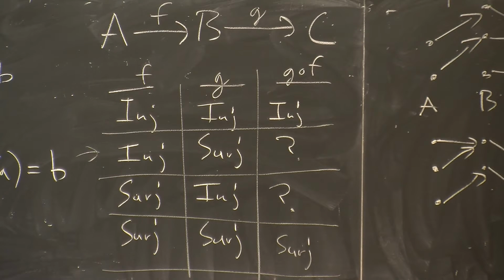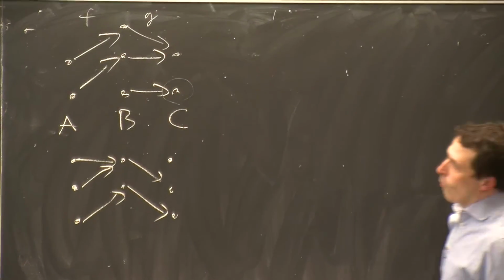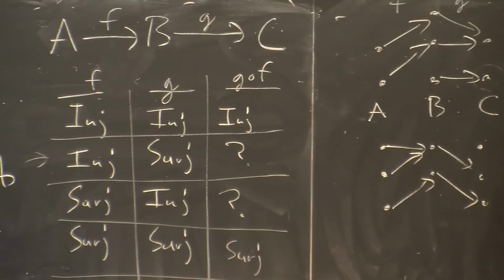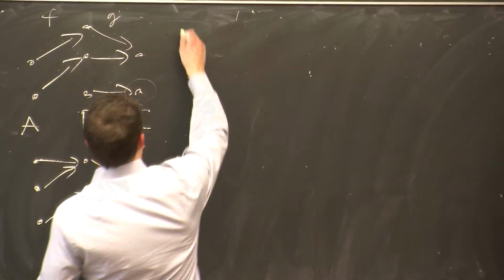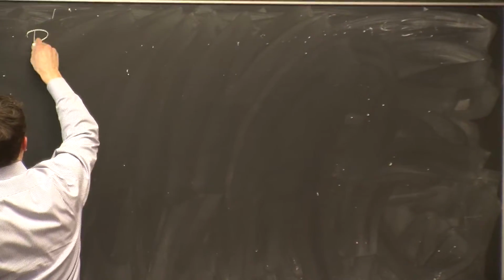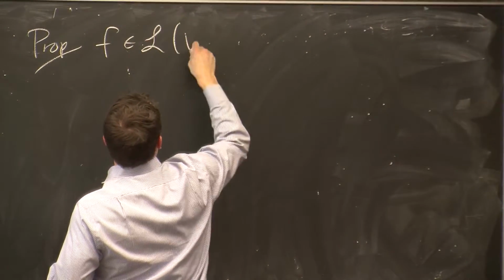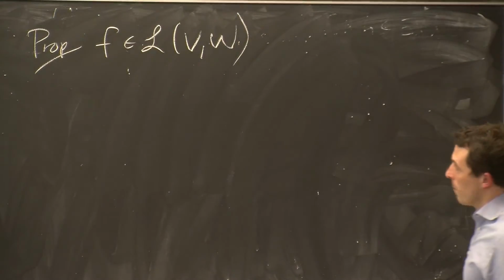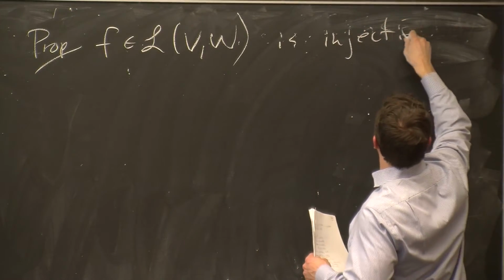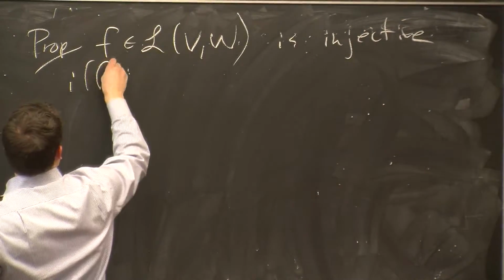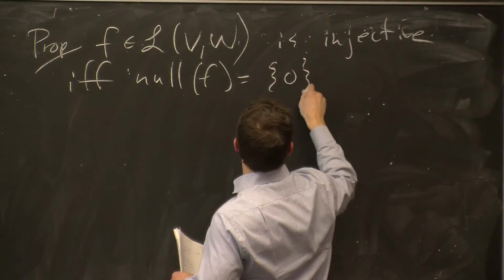Now, as I was saying, linear transformations have a great deal of structure. It's very restrictive to say something is a linear transformation. And so when we apply the concepts of injective and surjective to linear transformations, we're going to get a lot of things collapsing into one. So we're going to get a lot of restrictions. For example, proposition: a linear map from a vector space V to a vector space W is injective if and only if its null space is equal to the 0 vector space.